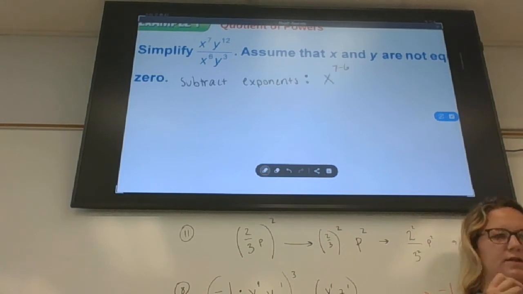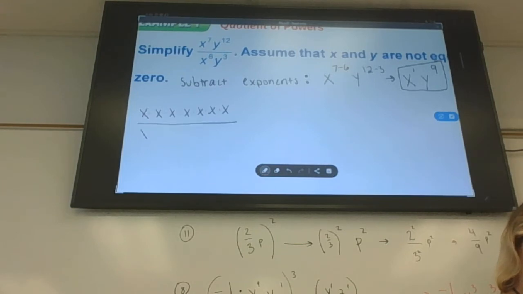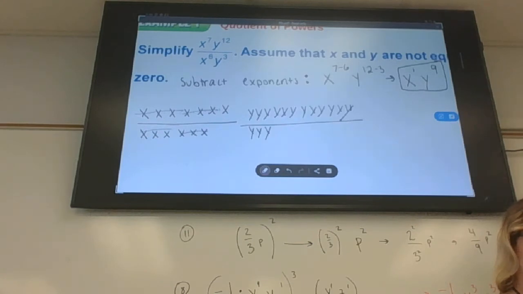So I would do 7 minus 6. The 7's on top and the 6 is in the denominator. 12 minus 3. X to the first. Y to the ninth. And maybe sometimes you're like, is that really it? I want to question it. You could always draw it out. Hard to draw that many out. Cancel. Cancel. Oh yeah, just one left over. Cancel. Yep, 9 left over. So you can either subtract or draw out, whichever you prefer.